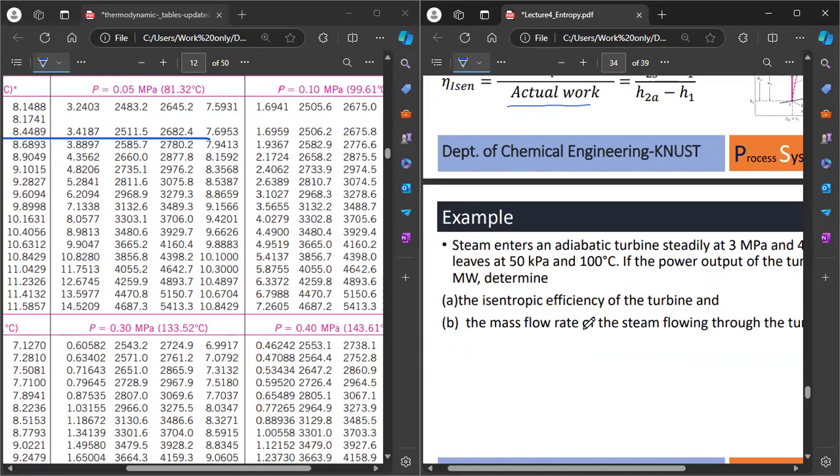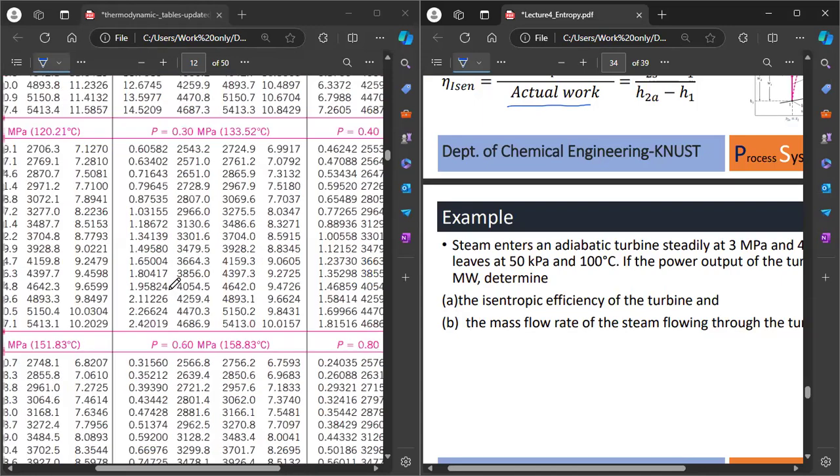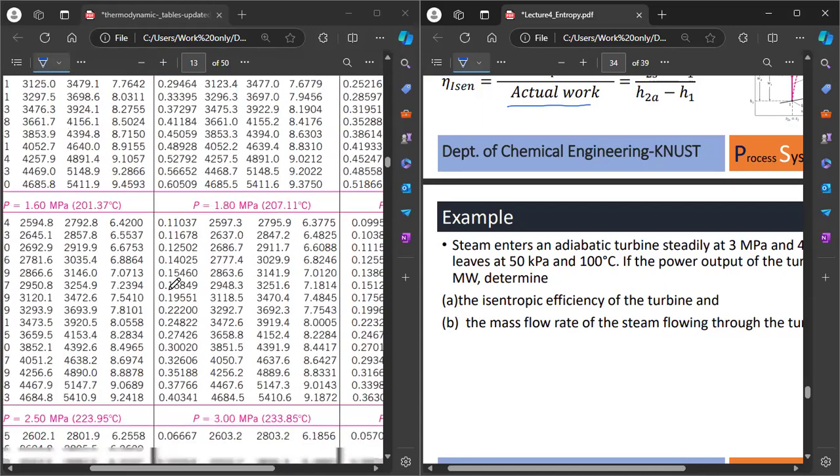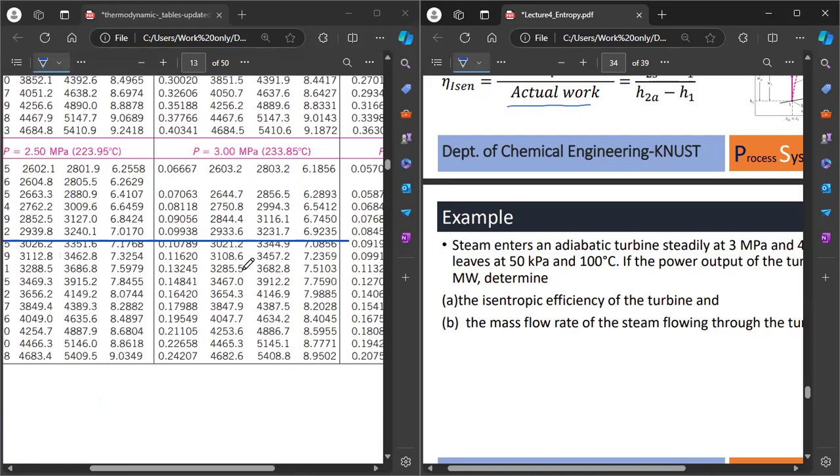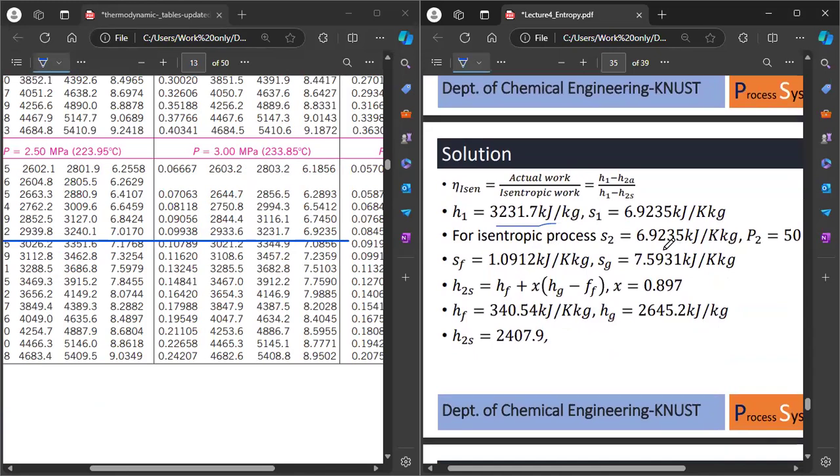So that's for the inlet and then the outlet at the temperature and pressure that were given to us for the actual process. Now let's look at the isentropic process, the outlet, if we consider it to be isentropic. So we said if it's going to be isentropic, it should have the same entropy as the inlet. So let's go back to the inlet condition. That was 3 megapascal and 400 degrees Celsius. The entropy there was 6.9235, right? So that's what we see here, 6.9235. We are saying that the entropy is going to be the same.